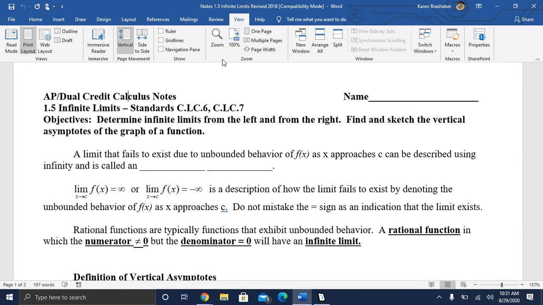Welcome back, students. Today we're going to be working on our last section in the limits unit. This section is about infinite limits, and it's a description of unbounded behavior. So a limit that fails to exist due to unbounded behavior of a function as x approaches c is called an infinite limit.